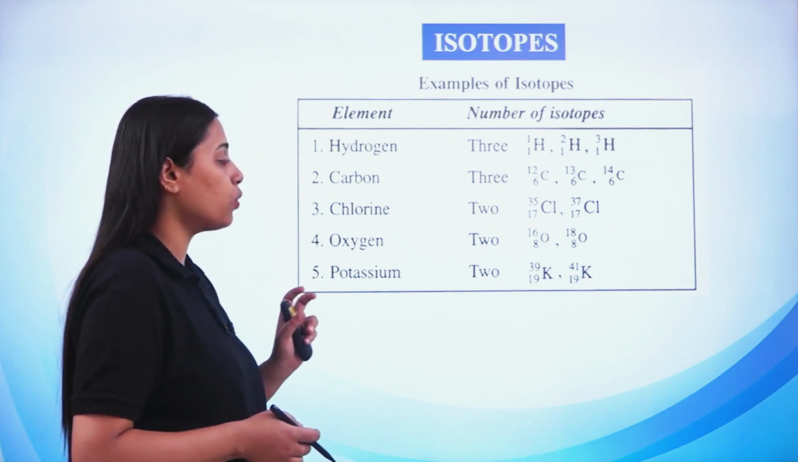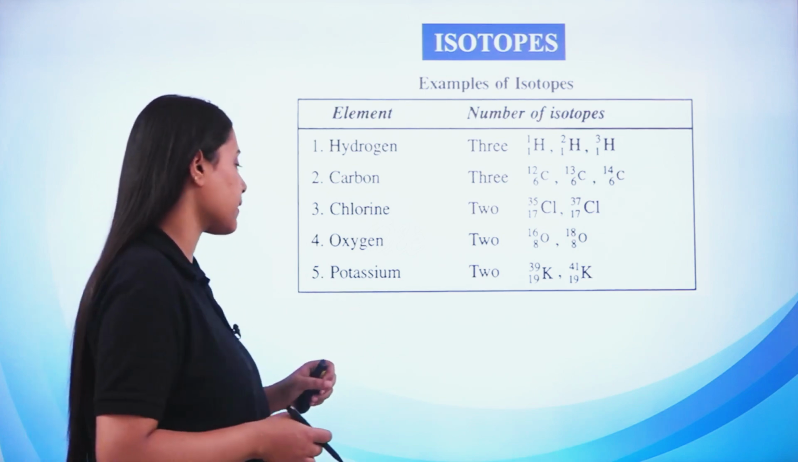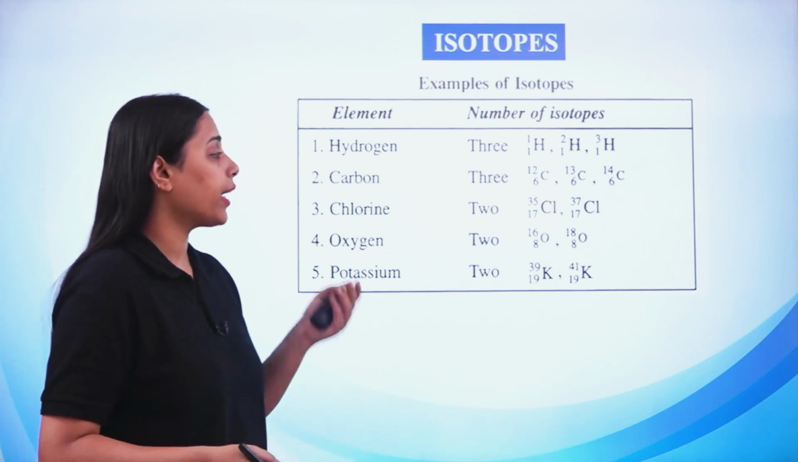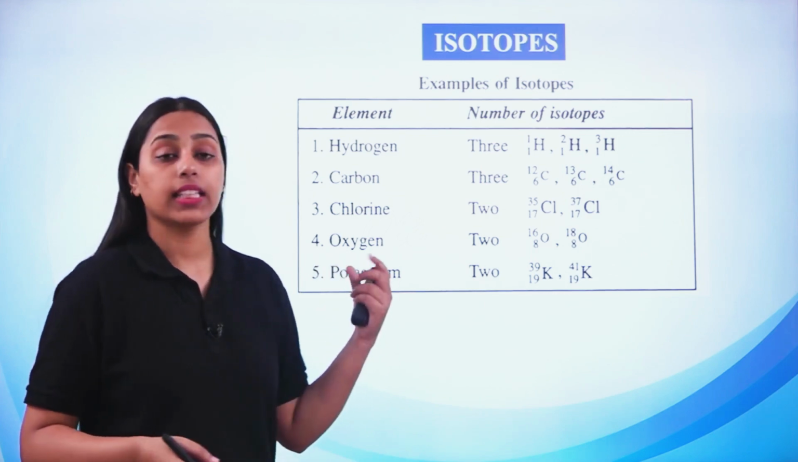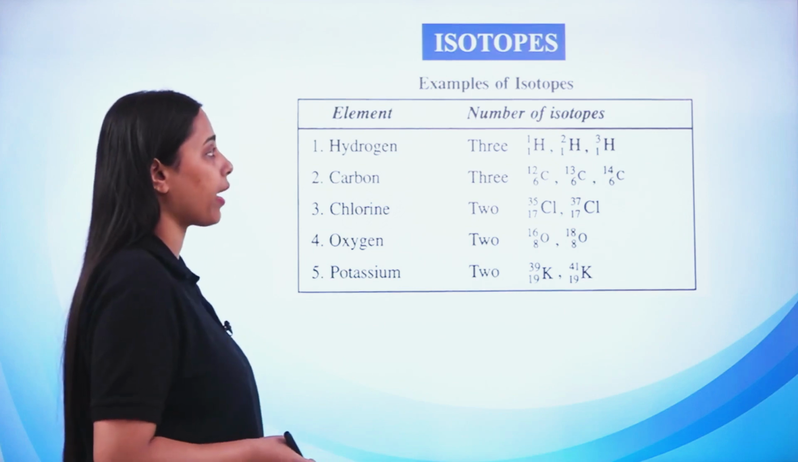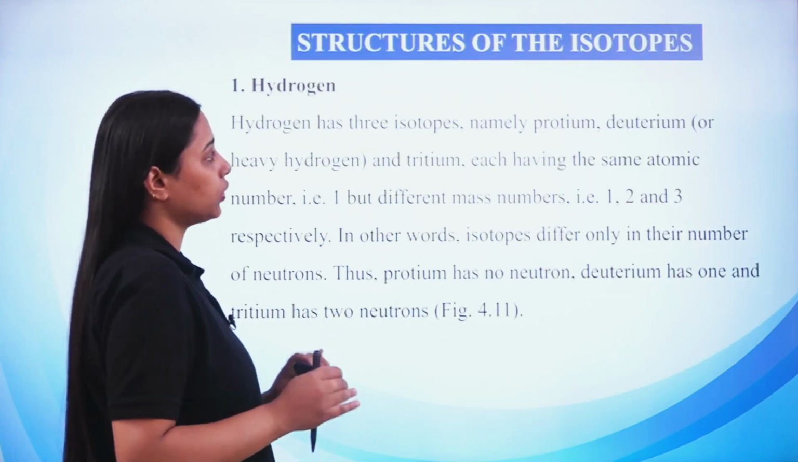Chlorine is again an element having 2 isotopes, having 35 and 37 masses. Oxygen has 2 isotopes, 16 and 18 masses. Potassium has 2 isotopes having 39 and 41 masses. In all the examples you can see the subscript represents the atomic number, which is the same in all the pairs. Now we are going to discuss the structures of the isotopes.